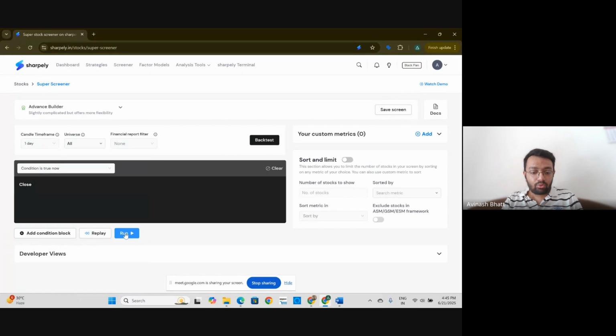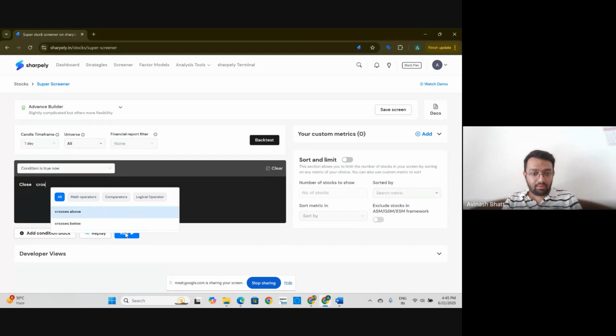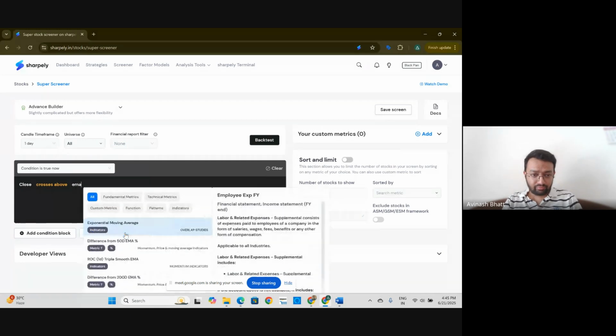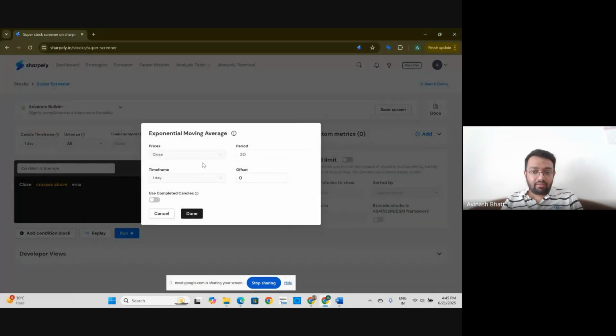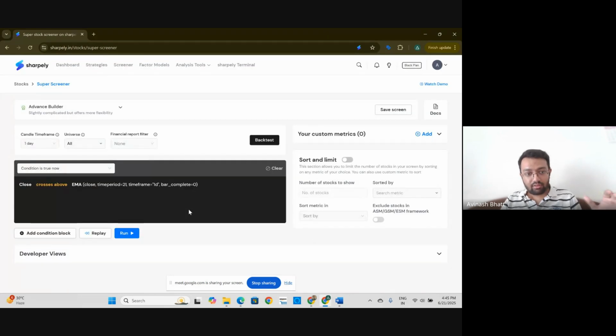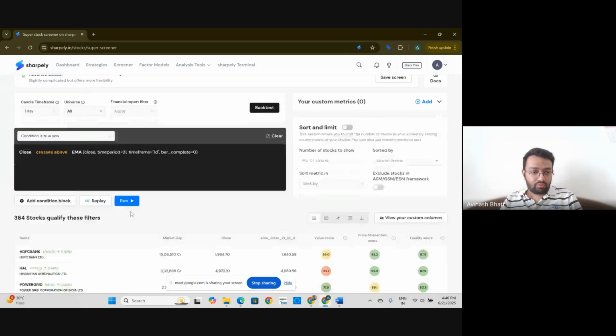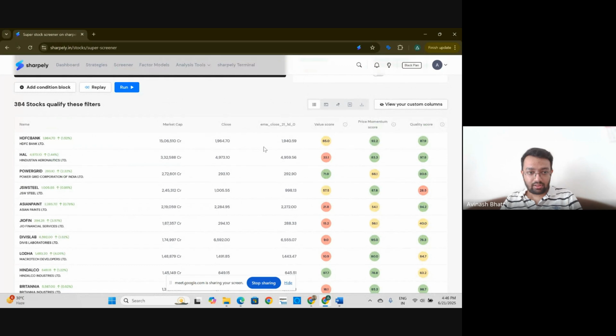If I want to filter those stocks in which the close is crossing above the 21 EMA, it becomes a powerful way to filter stocks that are gaining momentum, right? So with the 21 EMA, this will give you only those stocks where the close is crossing above. If you can see, there are 384 stocks, right?